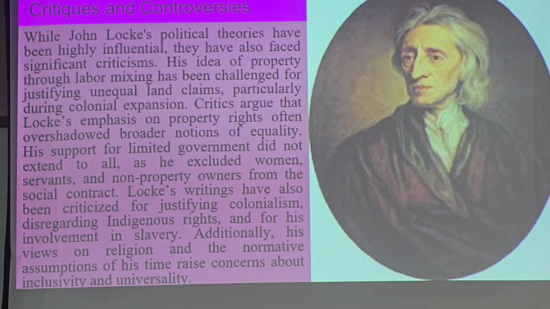Locke's writings have also been criticized for justifying colonialism, disregarding indigenous rights, and for his involvement in slavery. You know, I think your question came from there: Locke's writings have also been criticized for justifying colonialism, disregarding indigenous rights, and for his involvement in slavery. His involvement in slavery is when he participates in slavery.